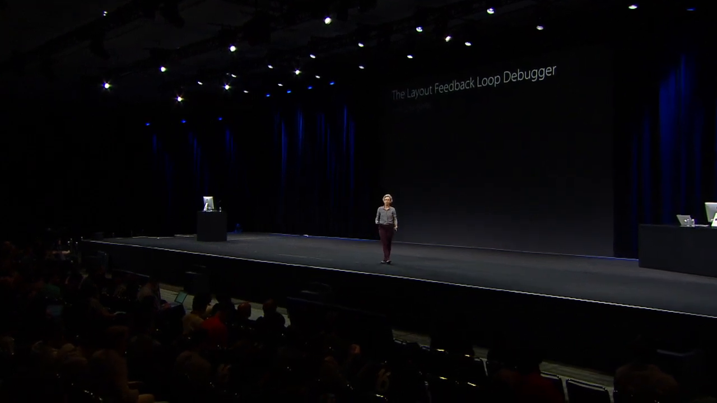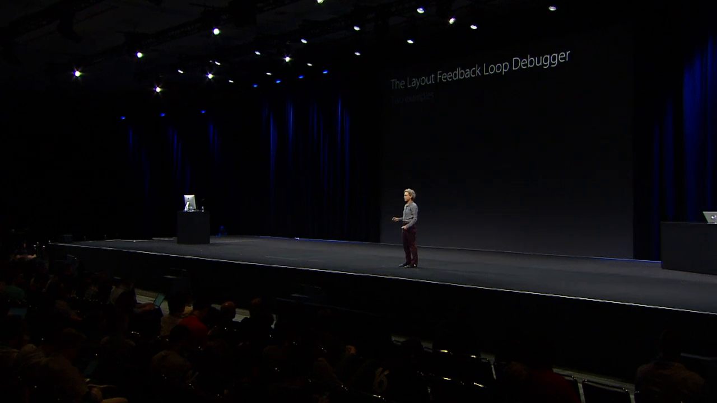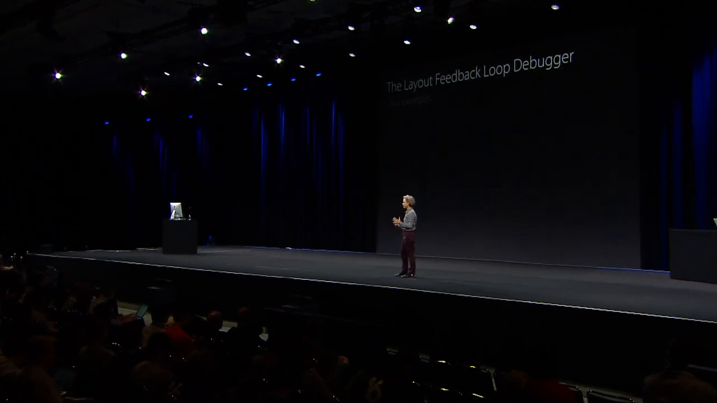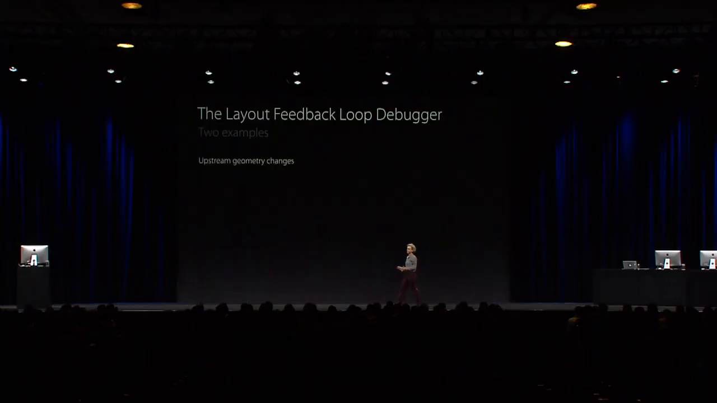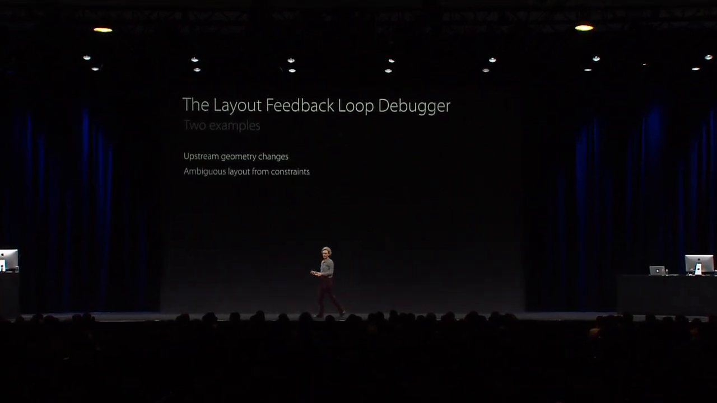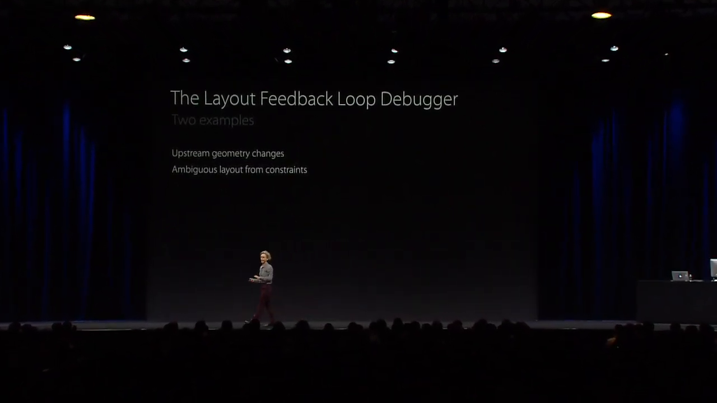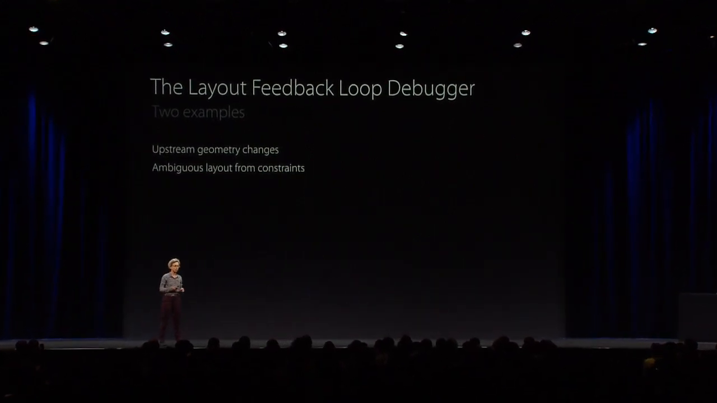So I said info dump, and I do mean info dump. So we're going to go through 2 examples of real live layout feedback loops that I debugged with the layout feedback loop debugger. And we're going to look at those logs, warts and all, and hopefully a walkthrough of 2 different logs is going to help you. We're going to look at a layout feedback loop that was caused by an upstream set needs layout. This is actually independent of auto layout. And another one that was caused by ambiguous layout from constraints, which is very special to auto layout.